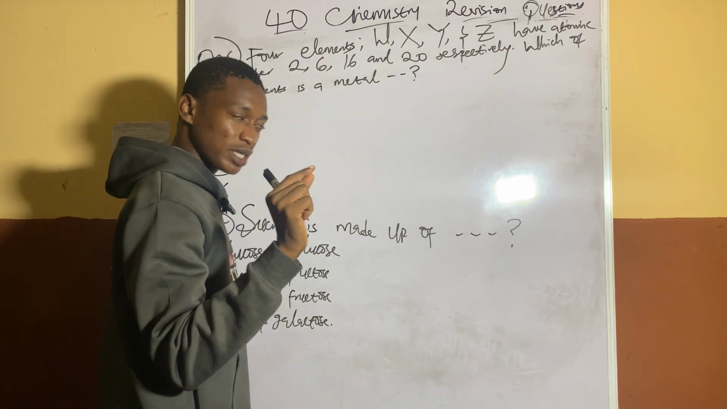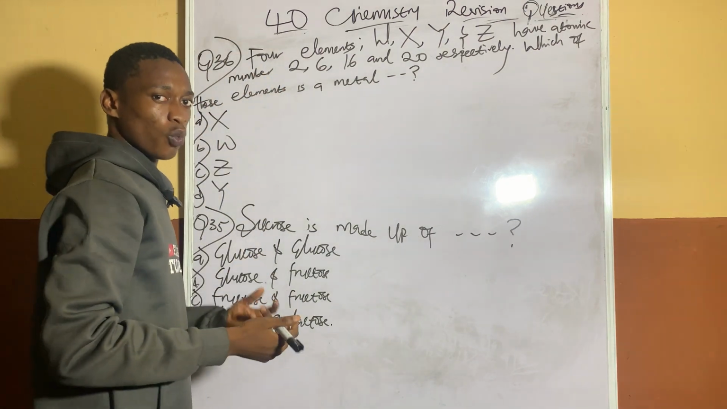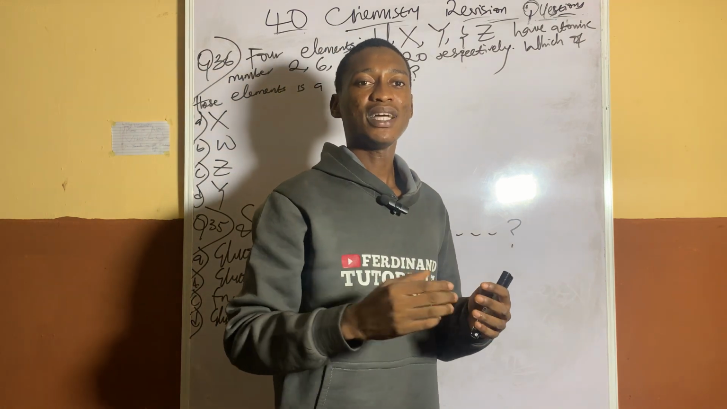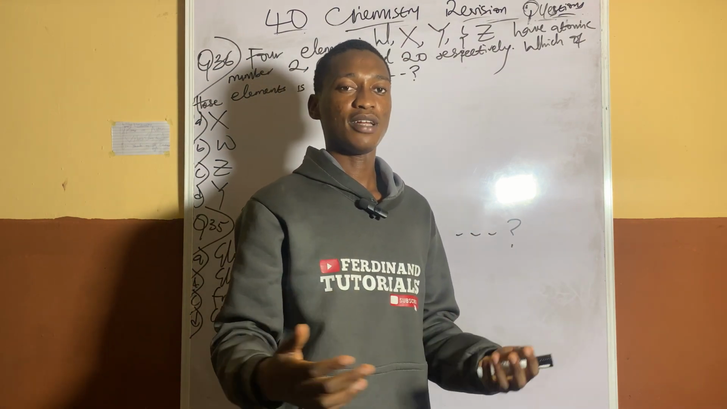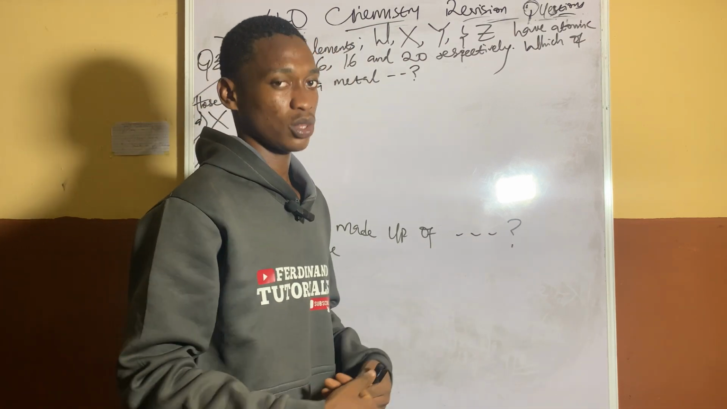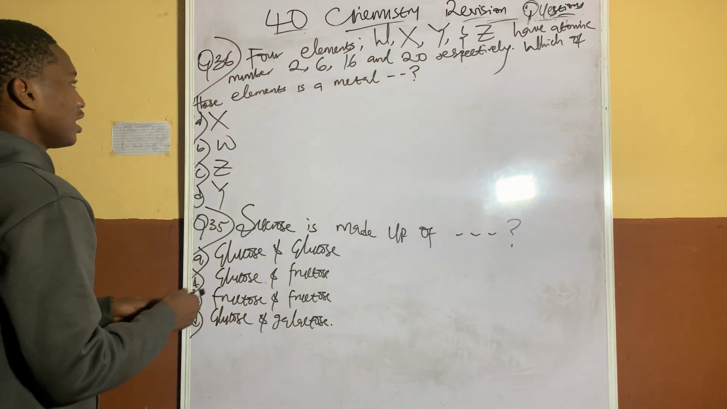Question 36. It says 4 elements W, X, Y, and Z have atomic numbers of 2, 6, 16, and 20 respectively. You say, which of these elements is a metal? Which of these elements is a metal? The simplest definition of metal is that metals are electropositive elements. What do we mean that they're electropositive elements? They have the ability to give out electrons, easily give out electrons. They easily do it.